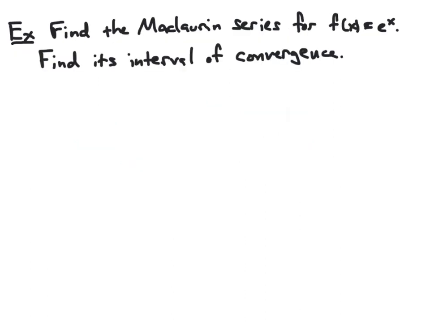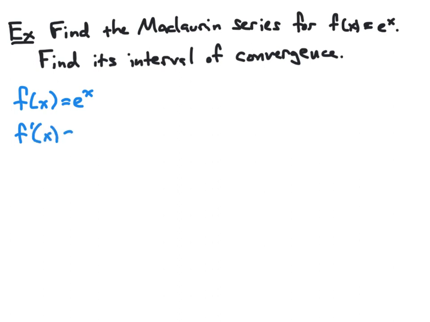So let's do this by finding the Maclaurin series for the function f of x equals e to the x. And once we have that Maclaurin series, we want to find its interval of convergence. We start by finding the first several derivatives of our function e to the x. And this is quite easy to do since e to the x is its own derivative.